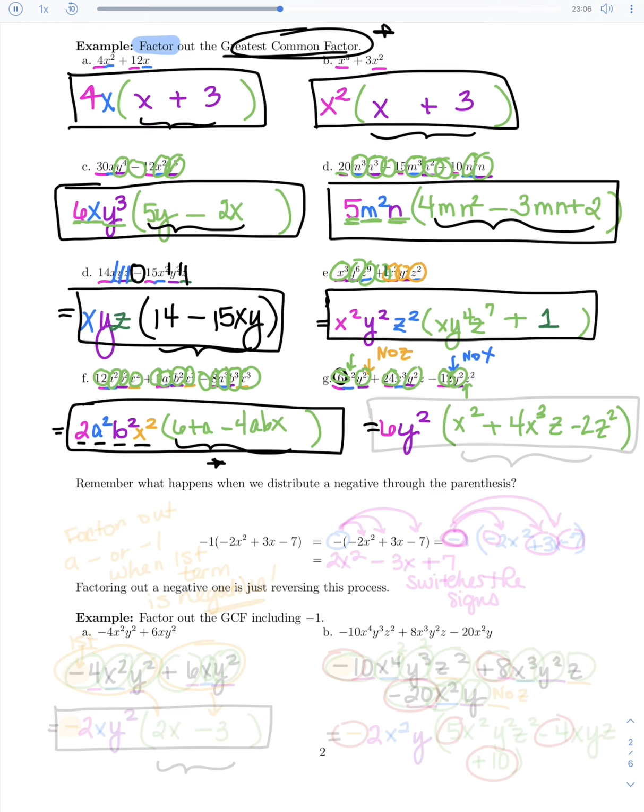so z squared. Notice that all 3 pieces, when we're said and done, don't have anything that they have in common between all 3, so we did indeed get the greatest common factor, and we are done.